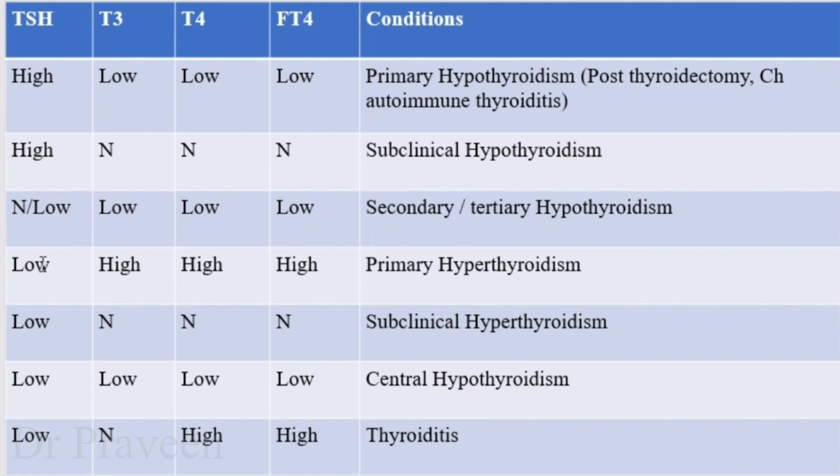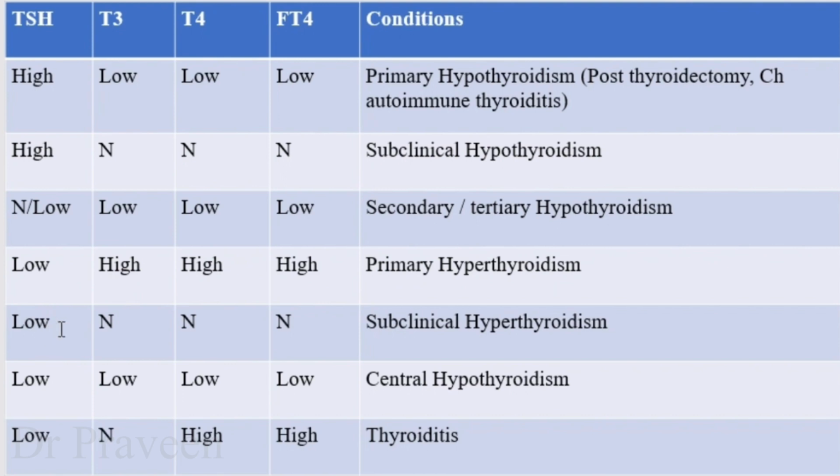If the TSH is low and the T3, T4, FT4 are on the higher side, then this is primary hyperthyroidism. This is exactly opposite to primary hypothyroidism, where T3, T4, FT4 are low and TSH is high. So vice versa here: TSH is low, T3, T4, FT4 are high. This is called primary hyperthyroidism.